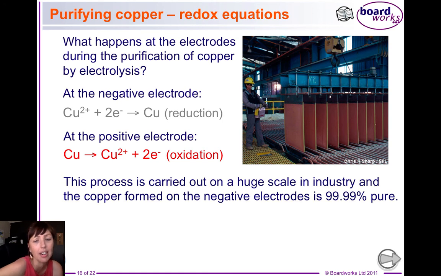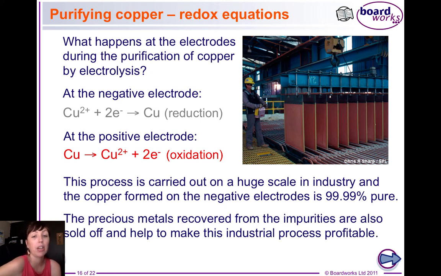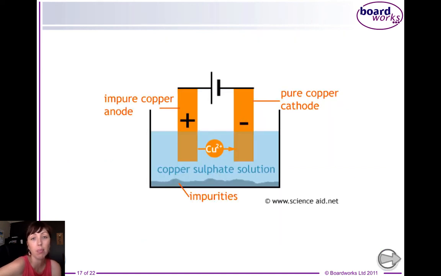So this process is carried out on a huge scale in industry, and the copper formed on the negative electrodes is 99.99% pure. And the precious metals recovered from the impurities are also sold off and help to make this industrial process profitable.